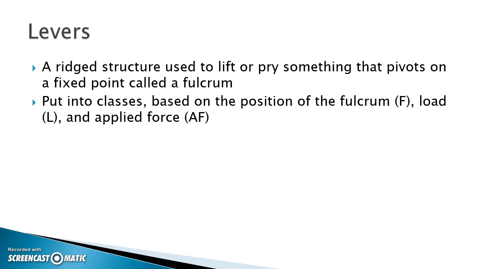Muscles attach to bones and allow movement. This movement is made more efficient because the bones act as levers. A lever is a rigid structure, like a bone, used to lift or pry something that pivots on a fixed point called a fulcrum. There are three types of levers based upon the position of the fulcrum, load, and applied force.